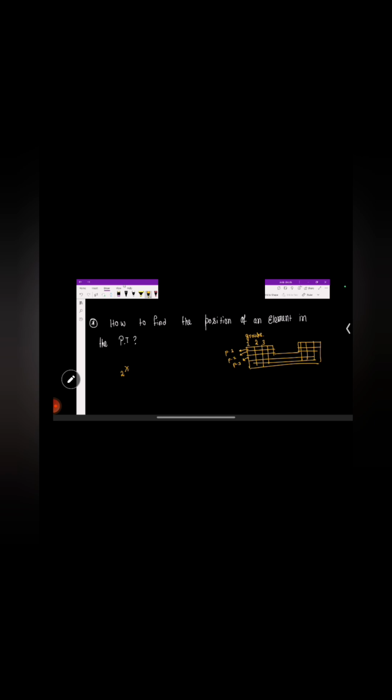In this way, total, how many groups do I have? I have total 1 to 18 groups. How many periods do I have? We have 1 to 7 periods. Total 7 periods and 18 groups is what I have.